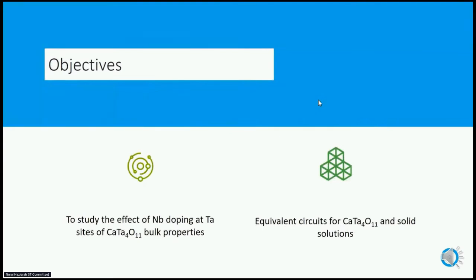So the objective of this presentation is to study the effect of niobium doping at tantalum sites on calcium tantalate bulk properties, as well as to study the equivalent circuit for calcium tantalate and the solid solution.